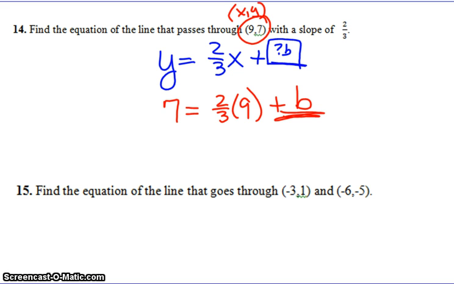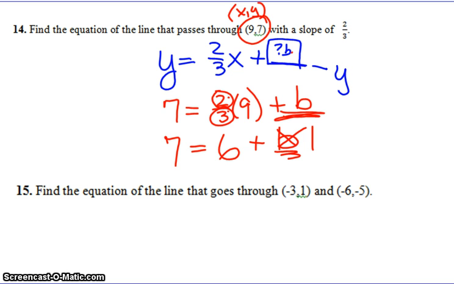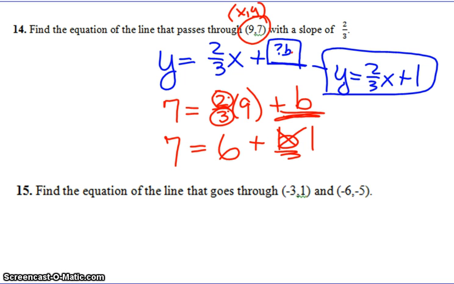2/3 of 9. I'm thinking of this in my head. Remember, this is like multiplied by 2, divided by 3. 9 times 2 is 18, divided by 3 is 6. So when we have fractions, we can just think of it as multiplied by the numerator, divided by the denominator. 6 plus what magical value b equals 7? Well, 6 plus 1 equals 7. Therefore, my b had to have been 1. So my answer here in the end is that y equals 2/3 x plus 1. That is my equation of this line.